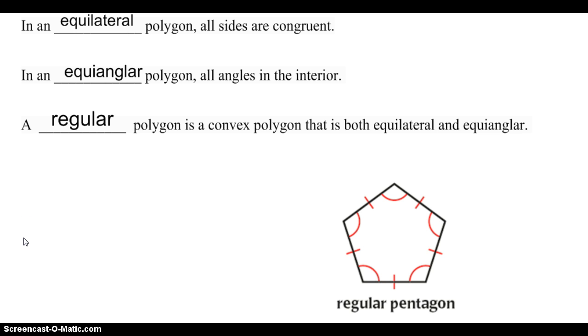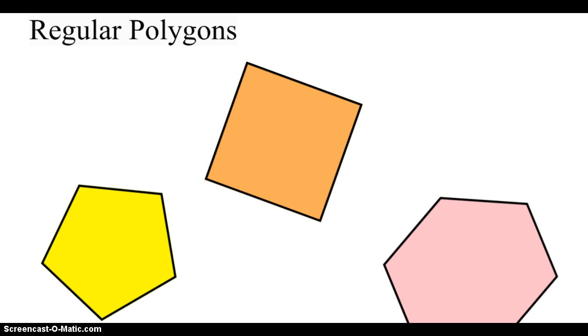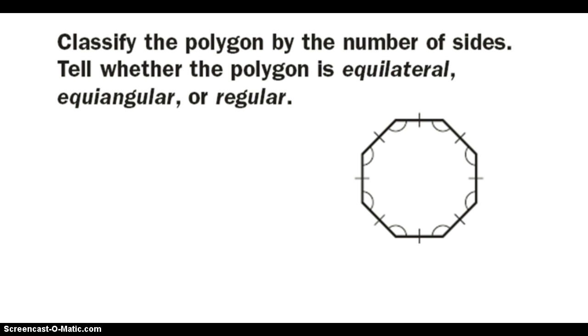This is very, very important, because we're going to talk a lot in this chapter about regular polygons. If it's not regular, it's not going to work. But if it is regular, it will work. So you got to make sure you understand that the definition of regular is convex, equilateral, equiangular. And a regular pentagon is right here. All of these are regular polygons. They're basically your most typical looking shape. So let's look at this one, where I asked you just to classify the polygon, tell whether it's equilateral, equiangular, or regular.